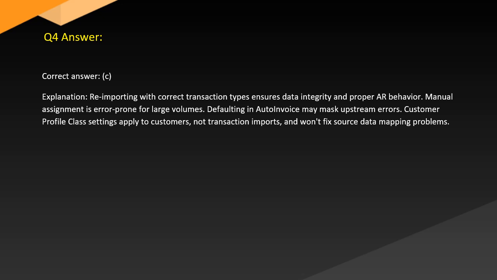Answer. Correct answer: C. Explanation. Re-importing with correct transaction types ensures data integrity and proper AR behavior. Manual assignment is error-prone for large volumes. Defaulting in auto-invoice may mask upstream errors. Customer profile class settings apply to customers, not transaction imports, and won't fix source data mapping problems.